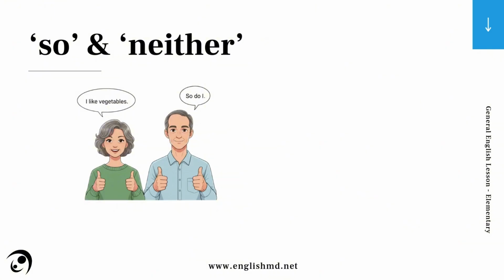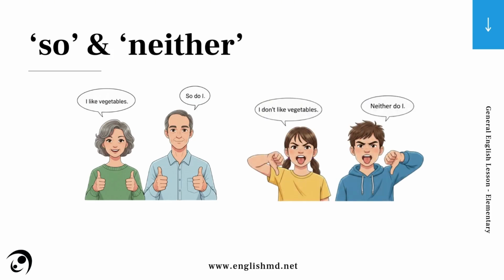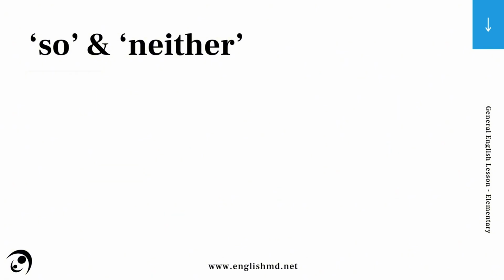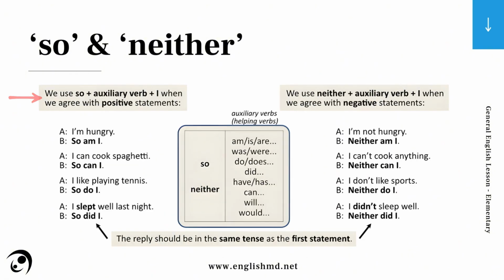So and neither. I like vegetables. So do I. I don't like vegetables. Neither do I. We use so and neither to show that we have something in common with another person. We use the pattern so plus auxiliary verb plus I when we agree with positive statements.